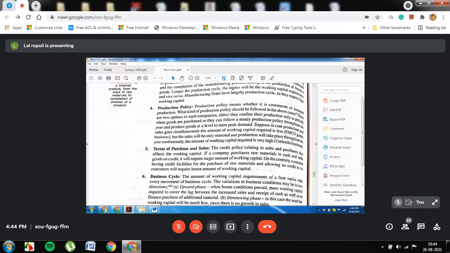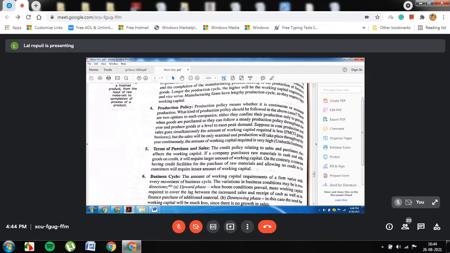If the sales are only seasonal, for example raincoats or umbrella business, then production has to go on for the whole year, but they can sell only in the season. So for them, they require a high working capital.